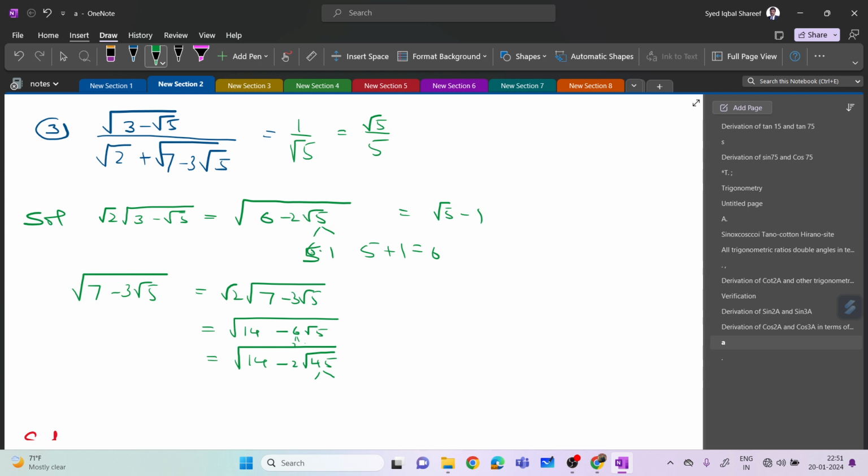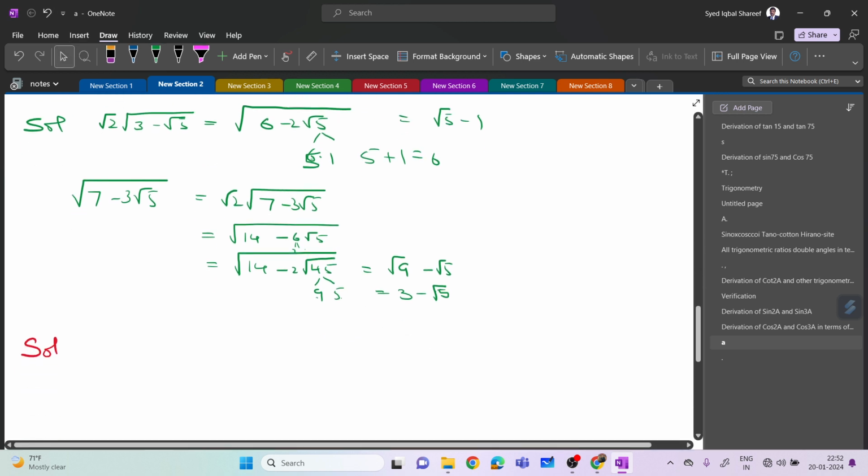Now the factors of 45. What are the factors of 45? 9 5s are 45, and 5 plus 4 is 9. So square root of 9 minus square root of 5. Square root of 9 is 3, minus root 5. Okay, this we have done. So next part.